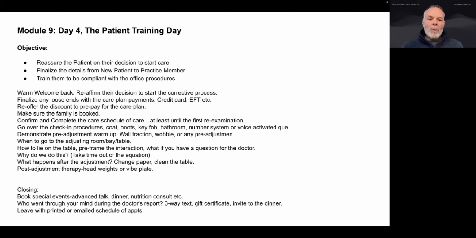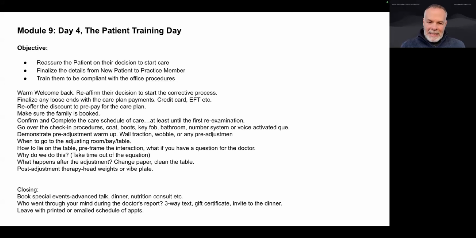So the whole objective of day 4 is to, first of all, reassure their patients. So they've just come from the doctor's report the day before or during that week. We want to keep it very timely. And we want to reassure them on their decision to start care. So they've made a commitment to start care. We are reassuring them on this decision.